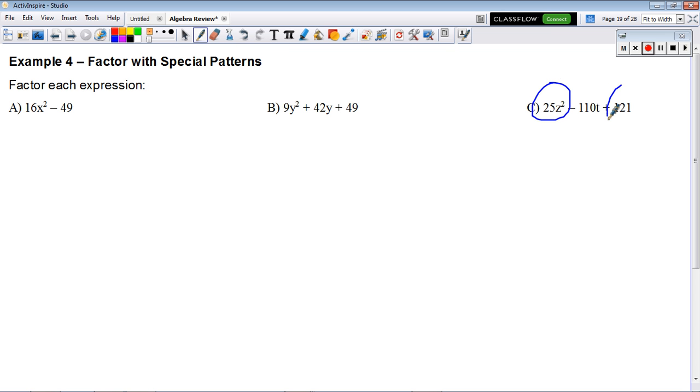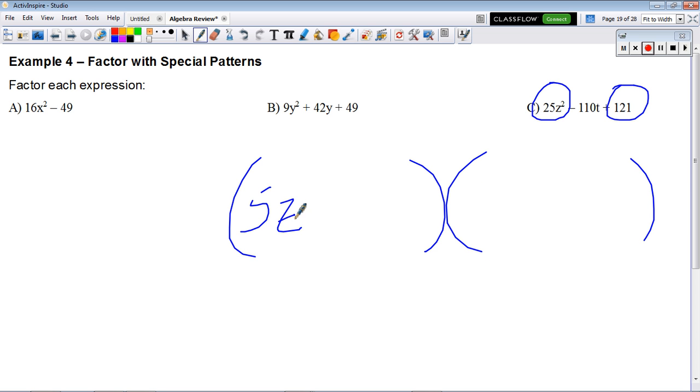Square root of 25 is 5. Square root of 121 is 11. So I have here 25z squared. I'm going to call this 5z times 5z. And then 121, square root of 121 is 11. And once again, it's a positive 121, so that tells me the signs are the same. This tells me they're both minuses.